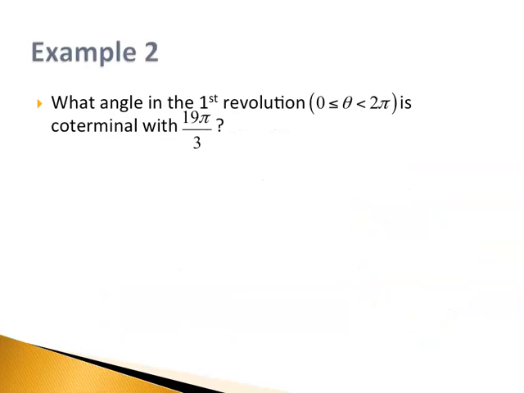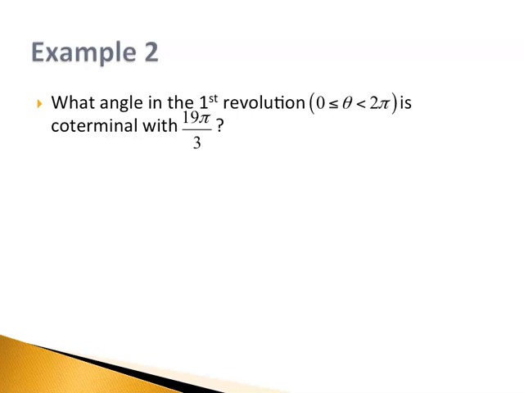Let's look at the next example. What angle in the first revolution, so in other words between 0 and 2 pi, is coterminal with 19 pi over 3? Okay, so what we want to do here is simplify this angle measure as much as we can until we have an angle measure that is between 0 and 2 pi. Now 19 pi over 3, we have to determine, is that between 0 and 2 pi right now? If you're not sure, think of it in terms of a fraction, right? 19 thirds. No, 19 over 3 comes out to be 6.3 repeating times pi. So that's definitely over 2 pi.